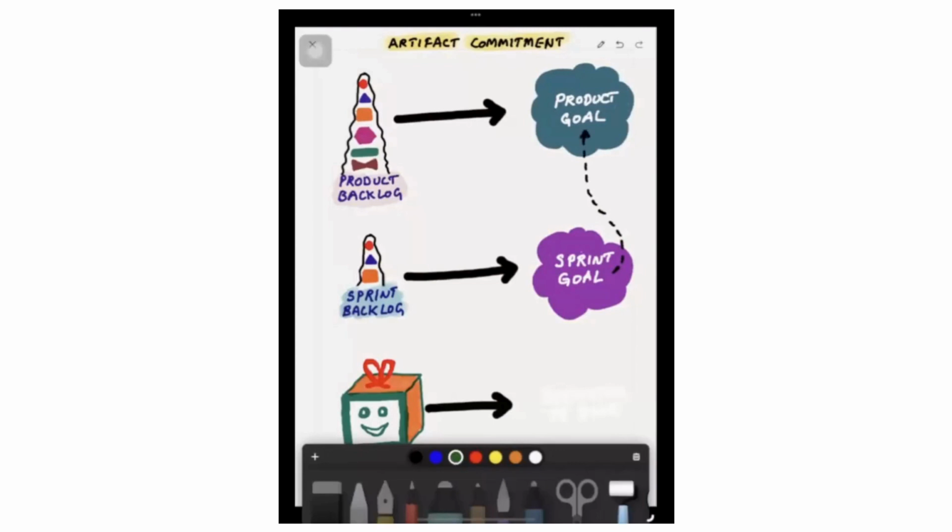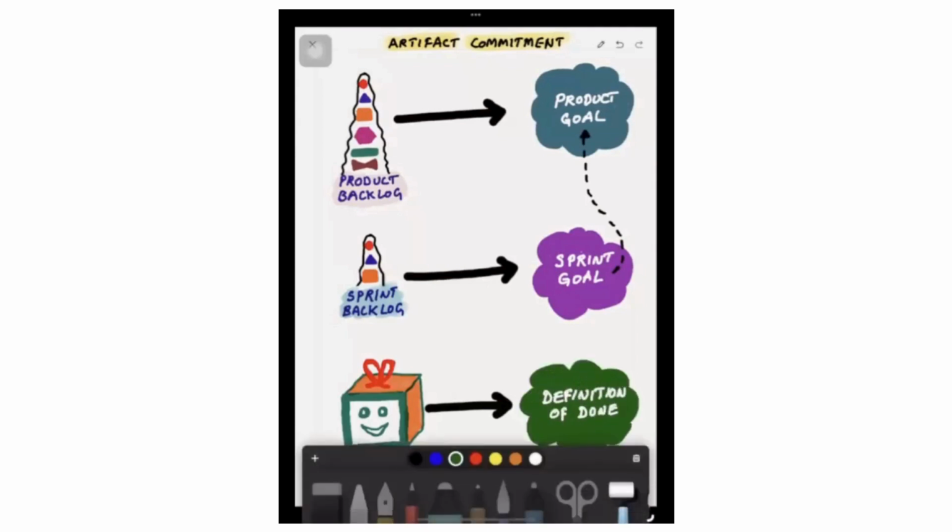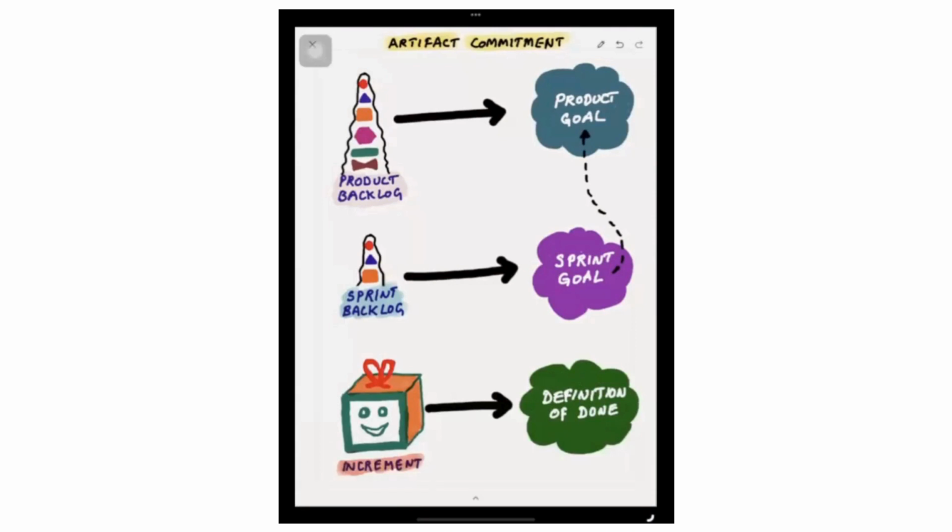The commitment for the increment is the definition of done, which means any item within the sprint backlog, if it has to become part of the increment, should satisfy the definition of done. If it does not, then it will be taken back to the product backlog. That is how the quality of the increment is maintained throughout. So these are the artifacts relationship and artifact commitments in Scrum.